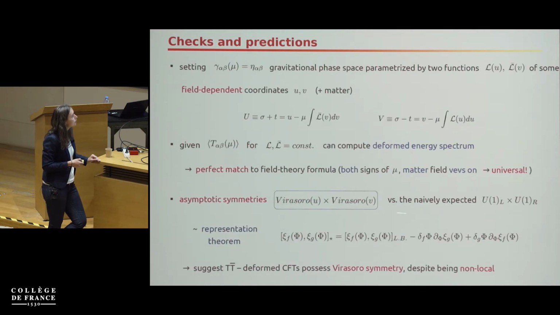And surprisingly, naively we just expect two U1s, just because the TT bar deformation breaks the conformal symmetries to U1 times U1, but actually we find two Virasoros, which are generated by arbitrary functions of this little u and little v defined over here.